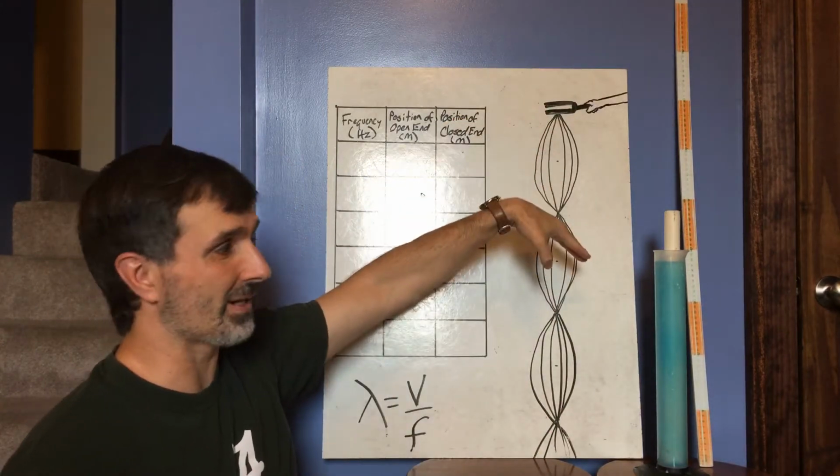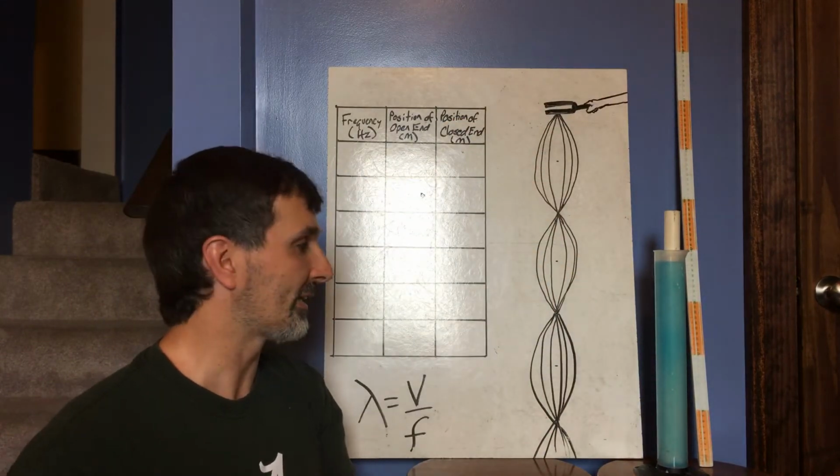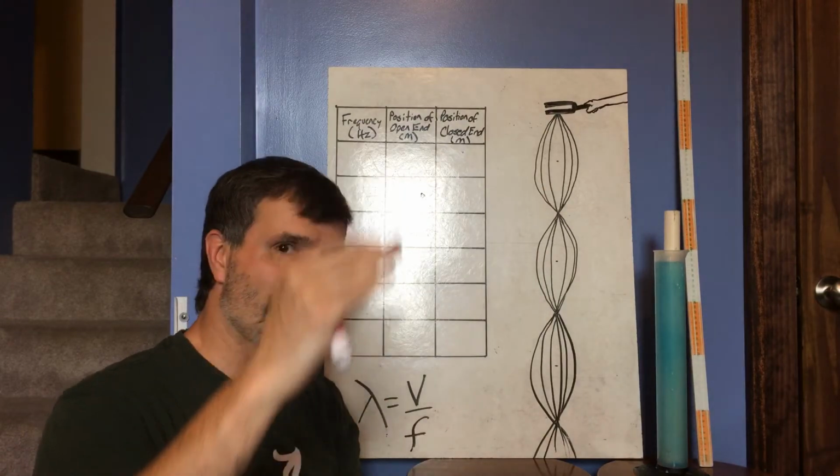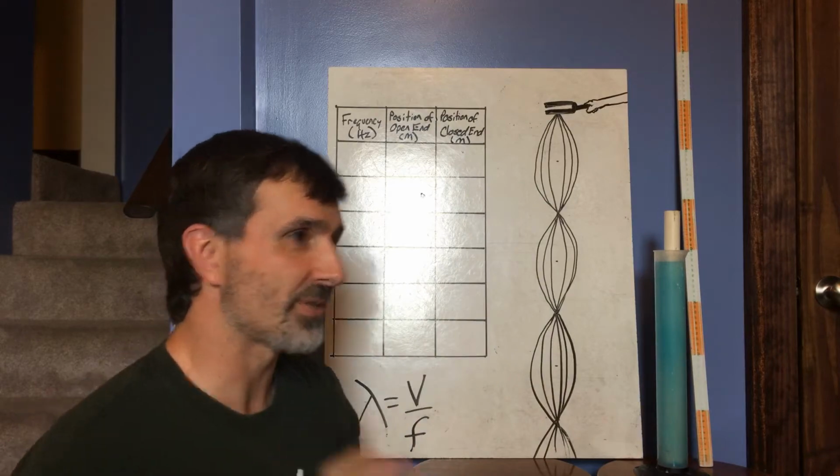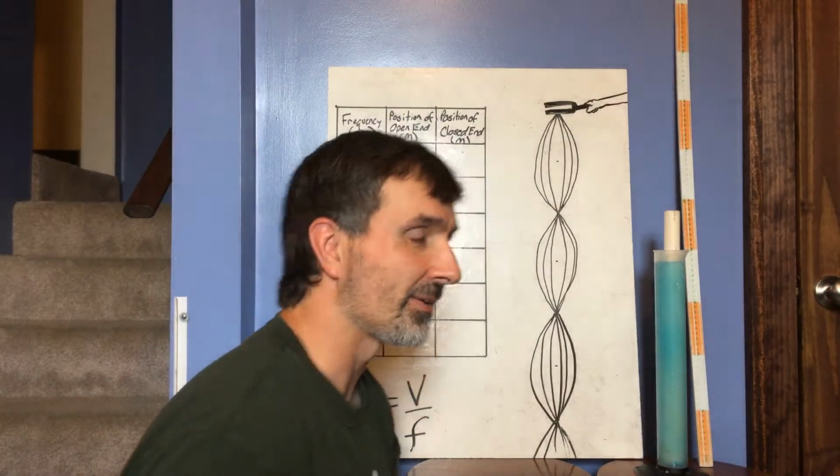Now this is a standing wave that I'm showing here, right? It will only go like this if the reflection back towards the source overlaps in such a way that you get this pattern, okay?